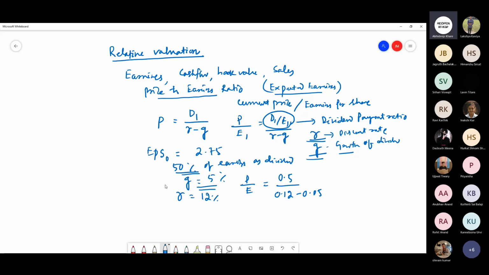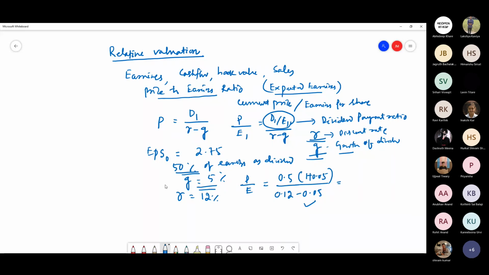So is it required to multiply your growth rate also to this? Oh, yes, sir. So it is 0.5 multiplied by 1 plus 0.05, divided by 0.12 minus 0.05. Yes, sir. So that is the way basically the price earning ratio can be calculated.